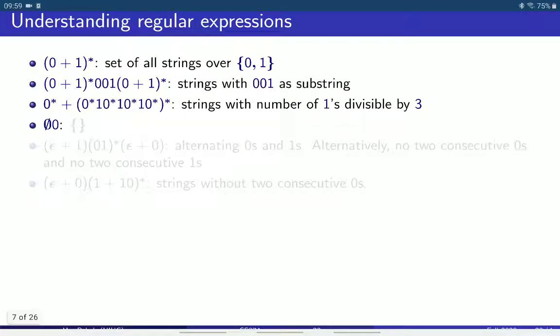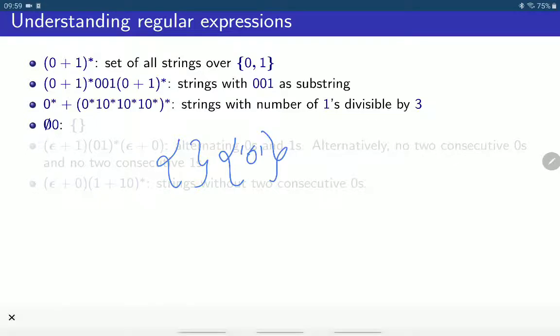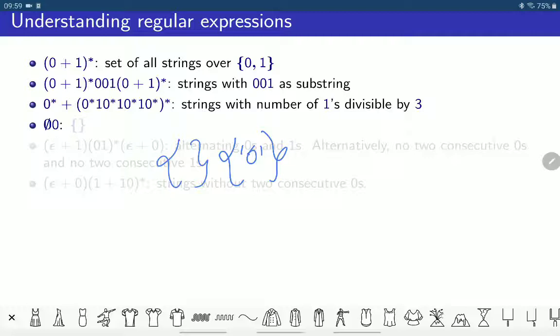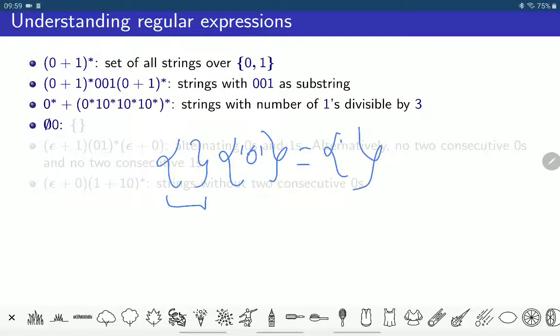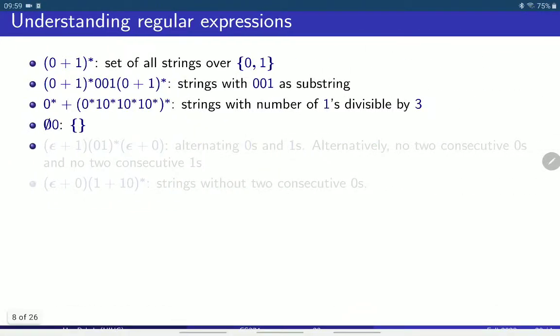Okay. Empty set concatenated with 0. Well, the empty set is just a set that has no element, concatenated with the character 0. We can think of this as the string containing the string 0. And the concatenation here is an empty set because the left side has no string to concatenate with. As such, you can generate no string with this expression, which means it's the empty set.